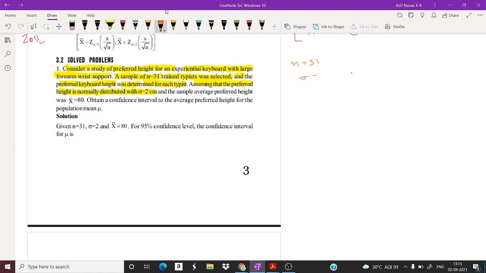So population standard deviation sigma is given, and the sample average preferred height was 80. X bar is 80. So sample average is also given. X bar is equal to 80. Obtain a confidence interval for the average preferred height for the population mean.